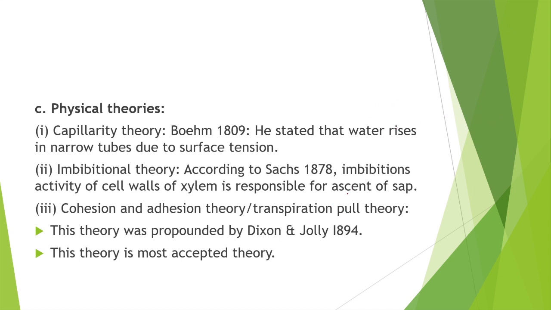And the next theory is cohesion and adhesion theory, or we can say the transpiration pull theory. This theory was propounded by Dixon and Joly in 1894. This is the most accepted theory. Due to transpiration, the water column inside the plant is pulled up and that leads to ascent of sap. Here cohesion occurs between water molecules, and adhesion occurs between water molecules and the surface of the plant.